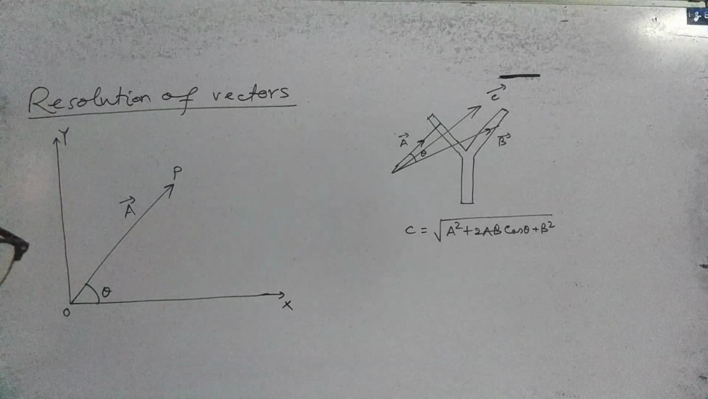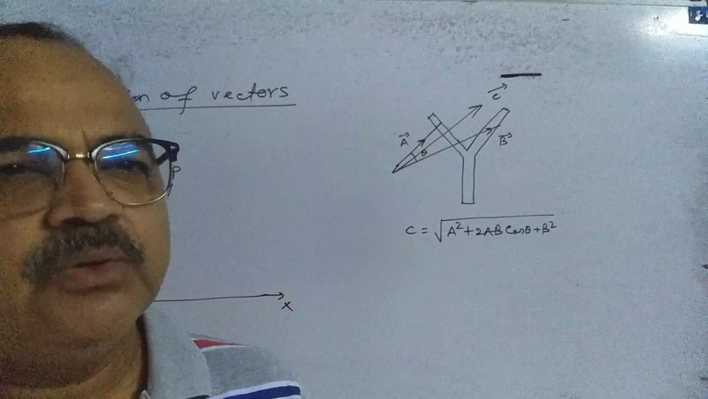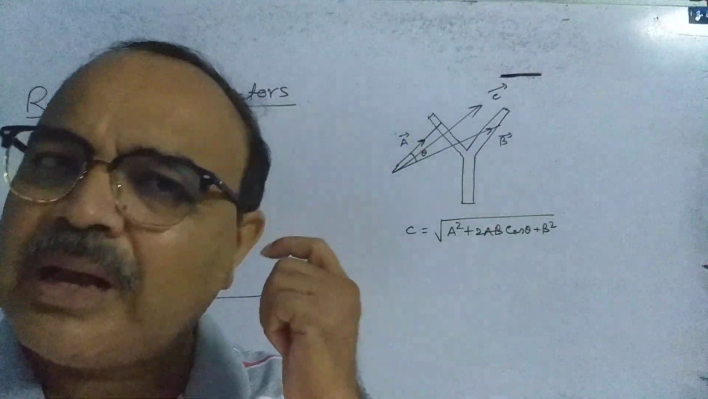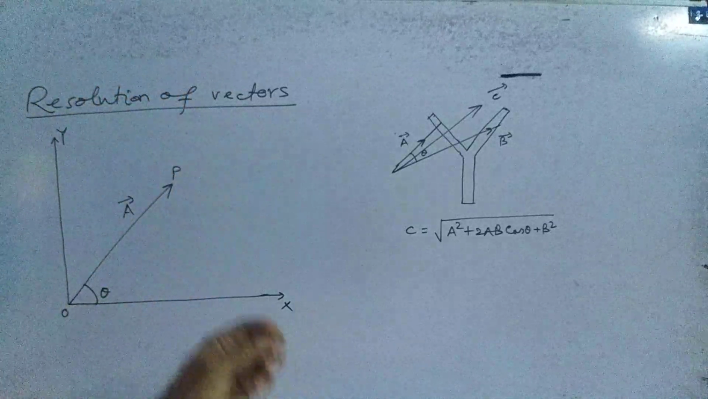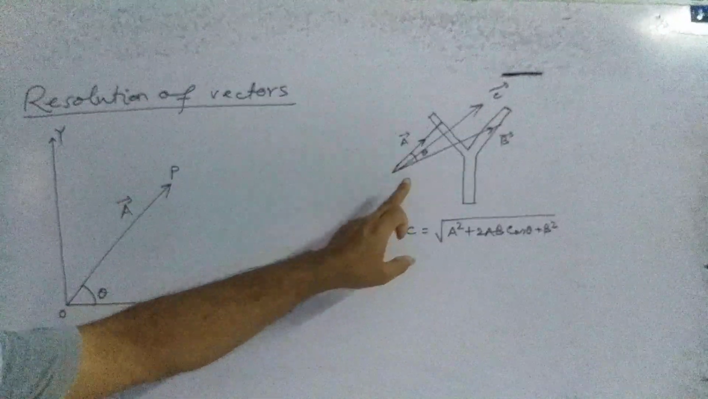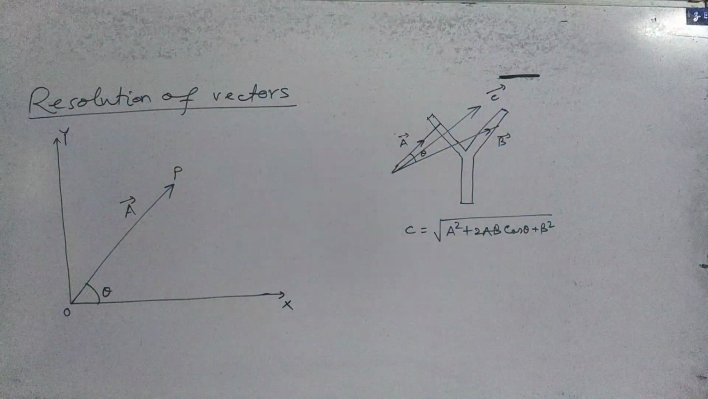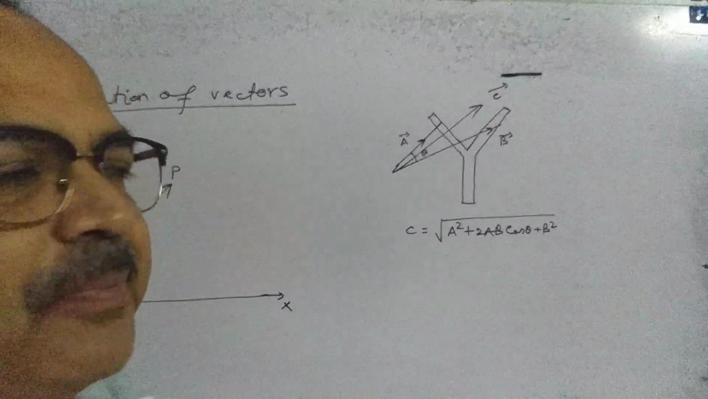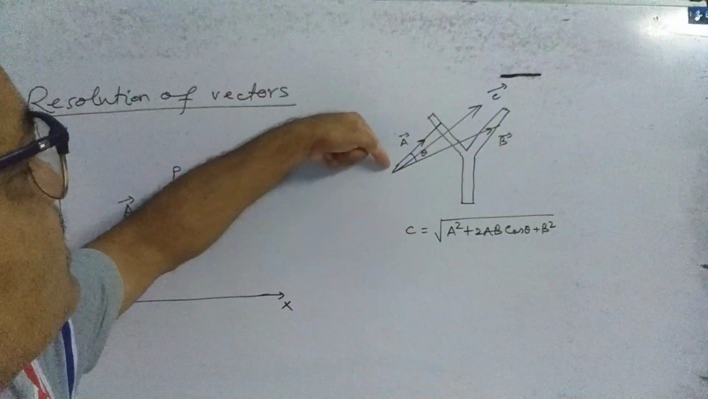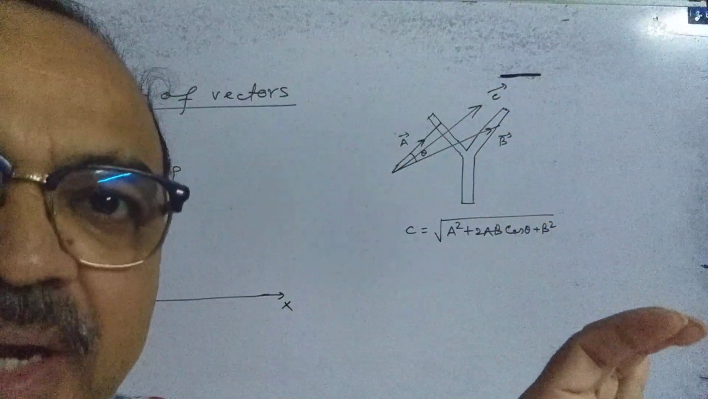Okay, students. In the last class, we discussed the parallelogram law. Before I move to our next topic, resolution of vectors, let us first discuss one very important application of the parallelogram law. I remind you, in the parallelogram law, two vectors, A vector and B vector, act along the two adjacent sides of a parallelogram.